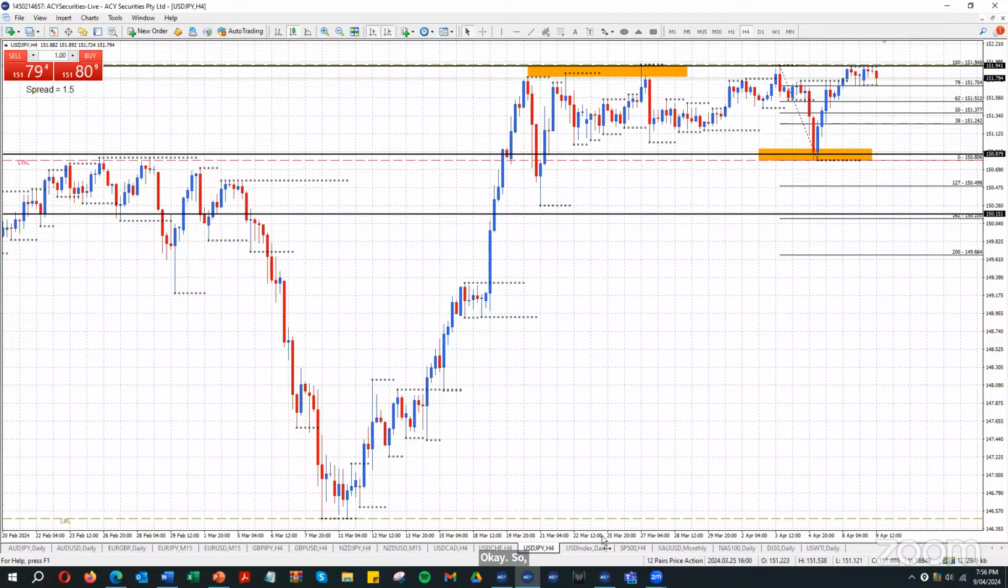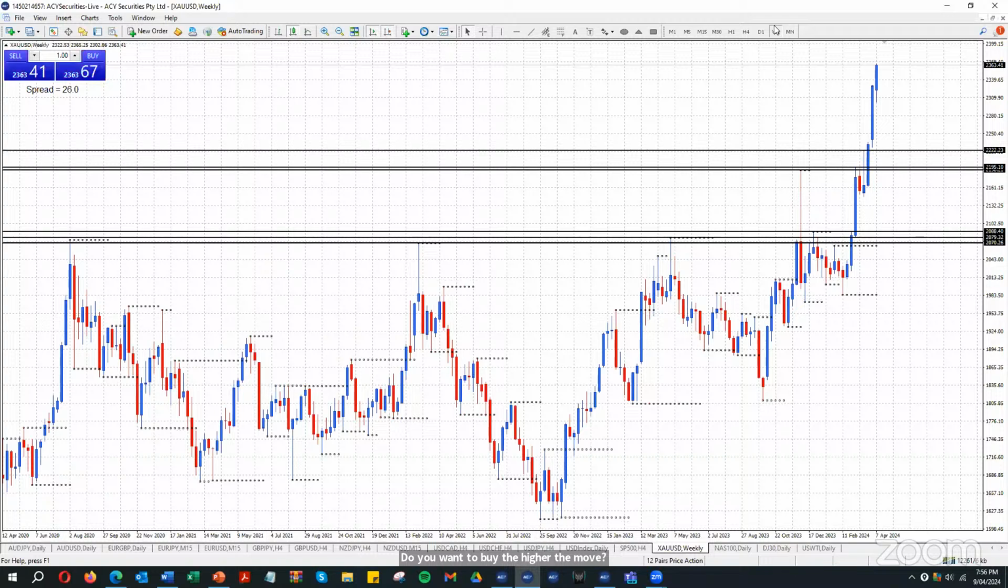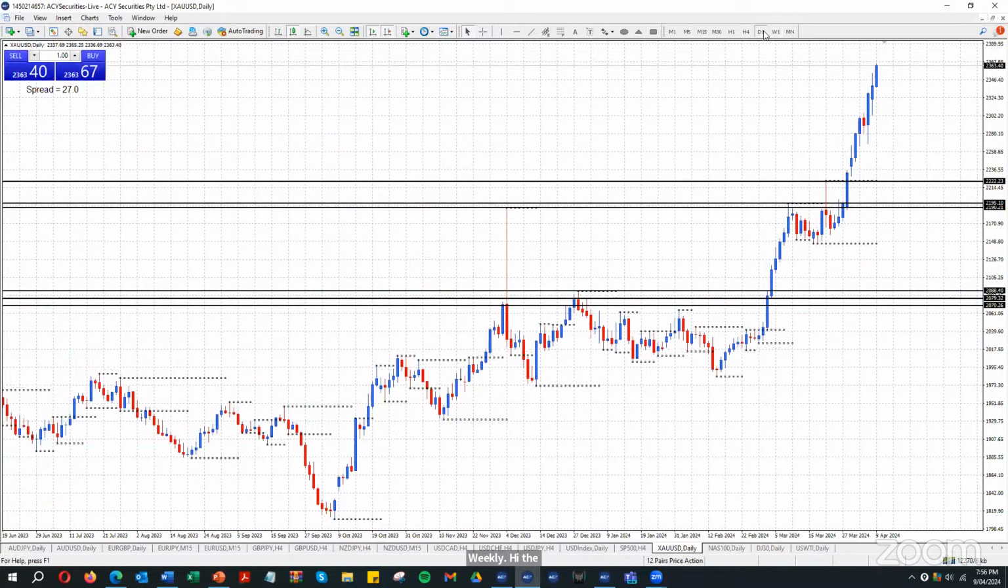All right, let's just finish on gold. Gold's very difficult at the moment. Like, this is my monthly chart. We're at the highest point ever at the moment. Do you want to buy the higher move? Weekly, higher move, and the daily higher move.